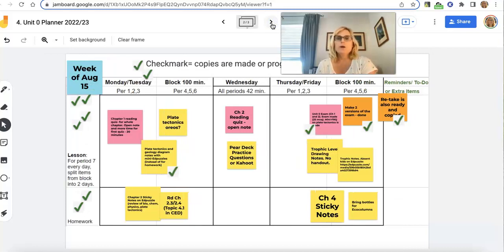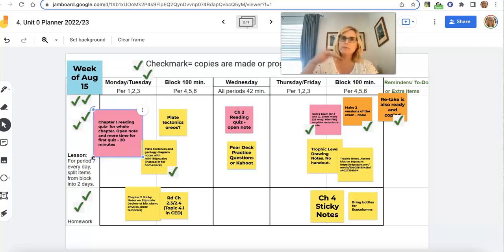All right, so now I'm on a full block schedule for us. It's block Monday, Tuesday blocks, and then Wednesday is like every period for like 42 minutes, and then we're back to block. So it's a modified block. So now we are going into still chapter 1, which is an introductory, and I'm going to do my reading quizzes. So I kind of baby step them in.